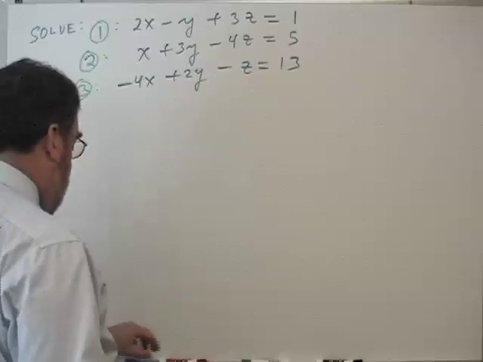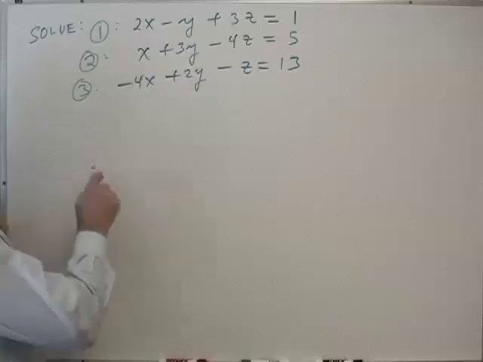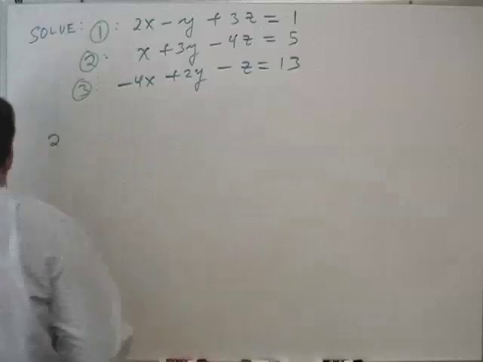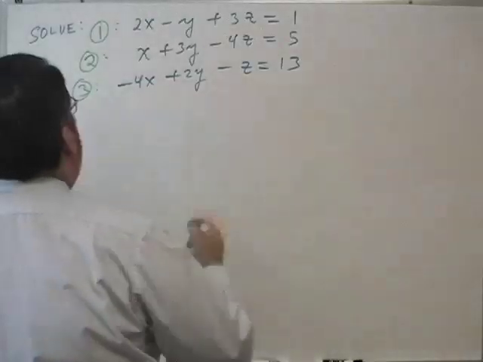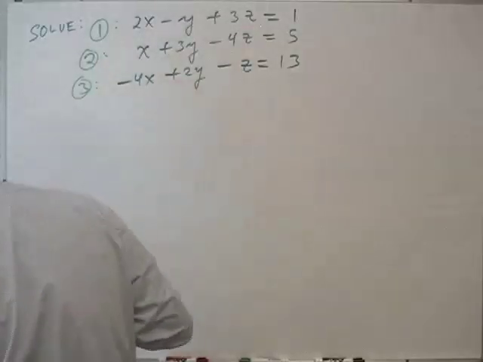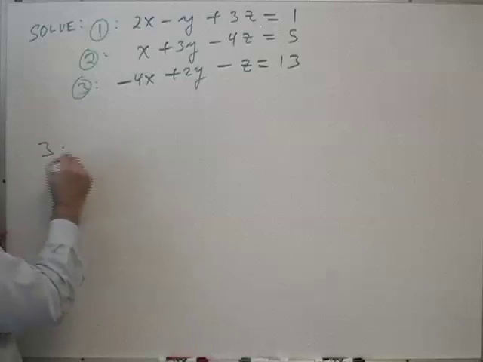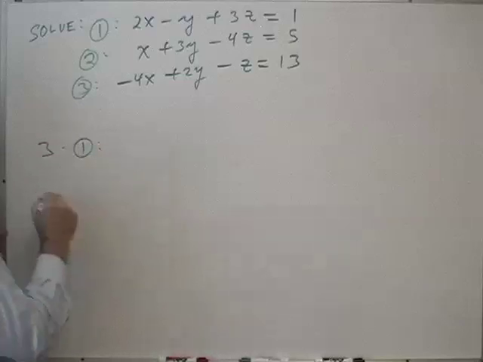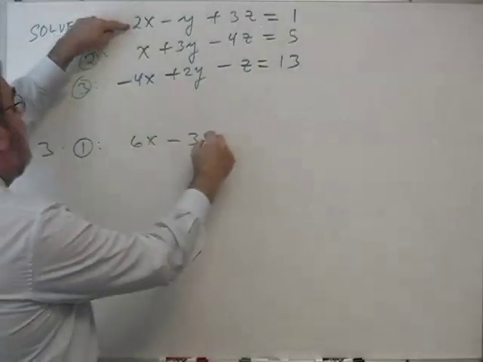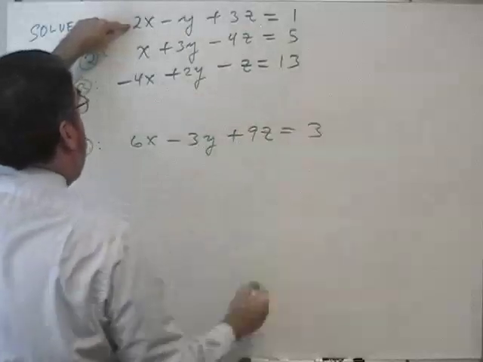I'm going to multiply, I was going to start with 3, wasn't I? I'm going to eliminate this 3y with that term. So I'm going to multiply by 3 times equation 1, and 3 times this becomes 6x minus 3y plus 9z equals 3.